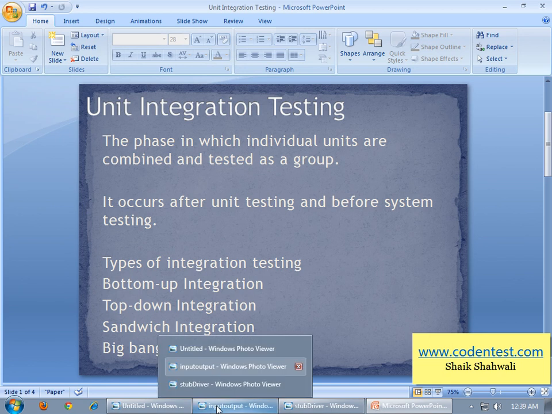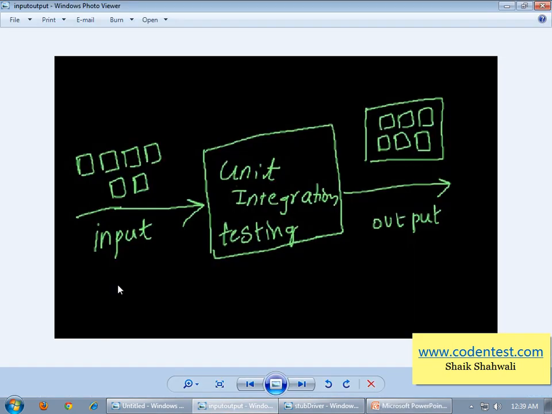Okay, let's see this diagram. Unit integration testing takes as its input already tested units. These small boxes represent units which have already been unit tested. Unit integration testing takes these units as input, groups them, tests and delivers the output. The output is an integrated system, and this system is now ready for system testing.